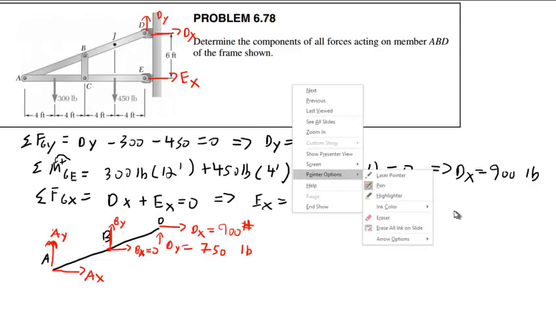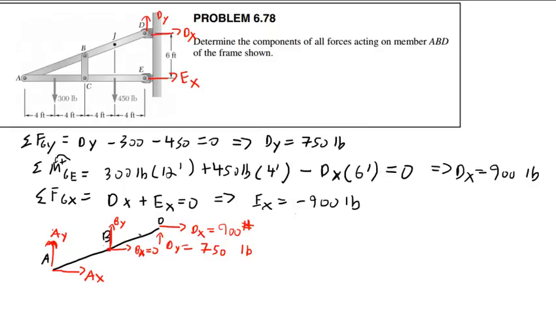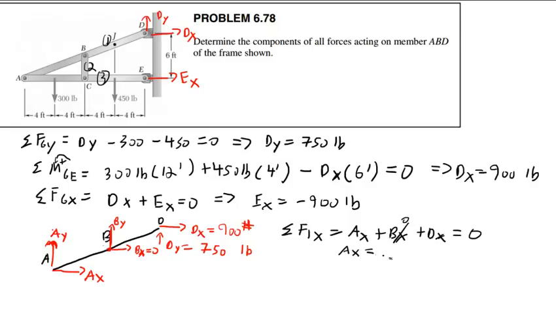All right, what can we do here? Basically, we need this one and this one. We have three unknowns, so we can solve this. For simplicity I'll label them 1, 2, and 3. We won't need 2 and 3, but we have them for labeling's sake. Sum of forces on object 1 in the x direction: AX plus BX, which is equal to 0, plus DX is equal to 0, and AX equals negative DX equals negative 900 pounds.